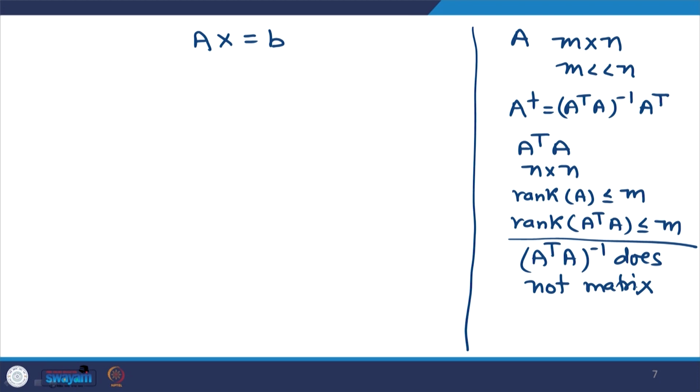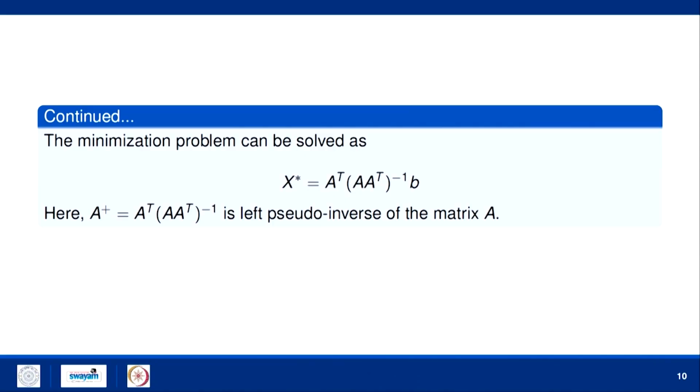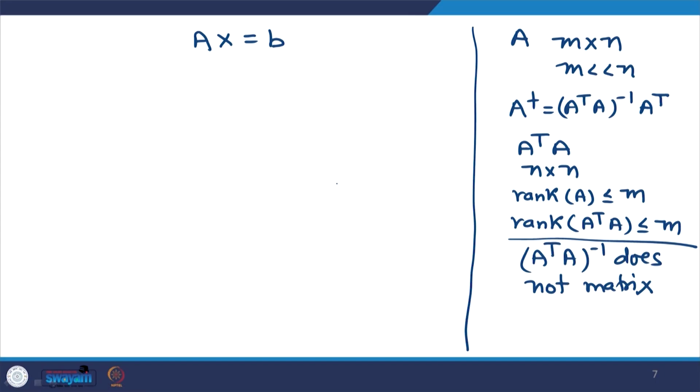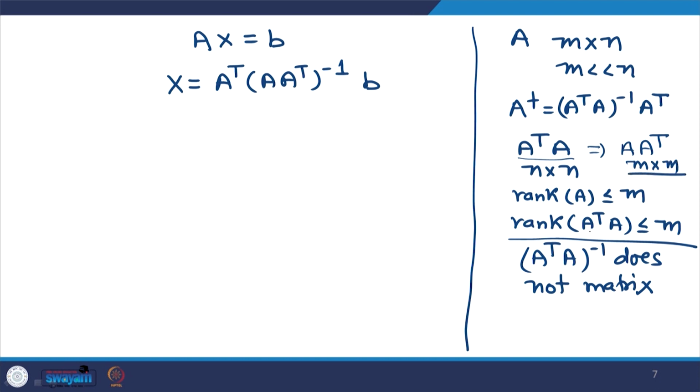So, here we cannot proceed like we did in the case of least square approximation. So, what is the solution? The solution is simple. Here we will calculate the pseudo inverse. Instead of A^T A, I will go for A A^T, which is an m by m matrix. And if the rank of A A^T is m, then I will have a full rank matrix, so the inverse exists and I will use this concept.